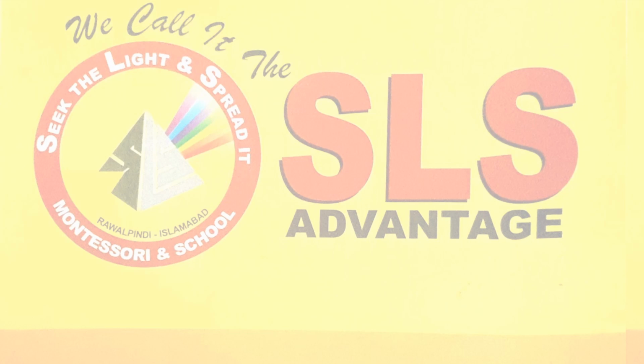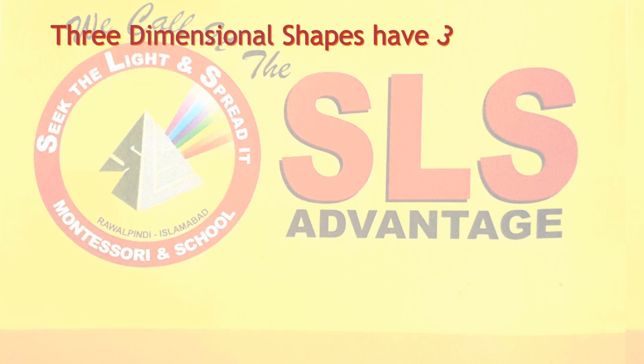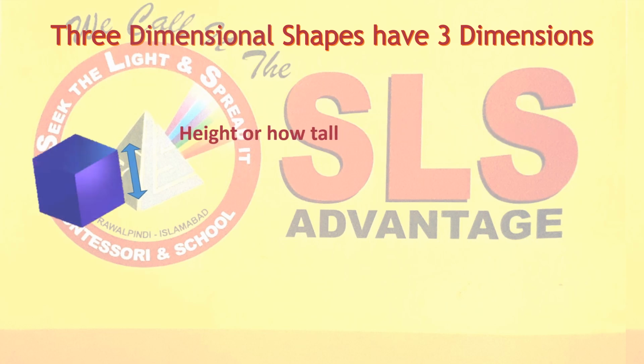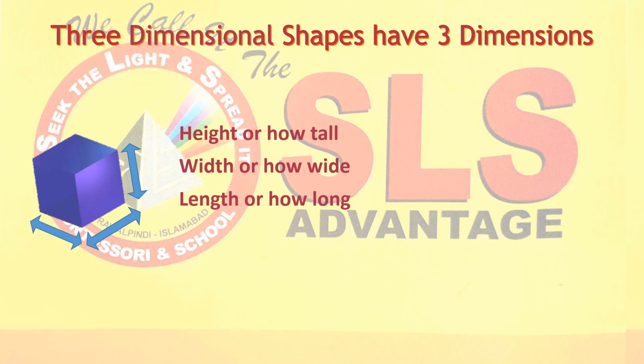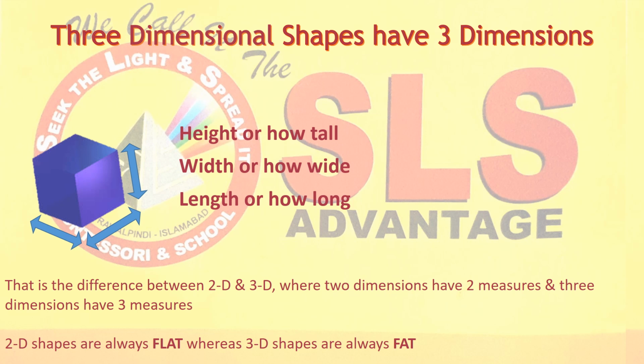Do you know why we call it three-dimensional? Because it has 3 measures. Three-dimensional shapes have 3 dimensions. Like we measure the height or how tall, or you can say what's the height of that box. The next is width or how wide, or you can say how fat is the shape. The last thing is length or how long is the shape. That's the difference between 2D and 3 dimensions, or you can say 3D, where 2 dimensions have 2 measures and 3 dimensions have 3 measures. Always remember, 2D shapes are flat, whereas 3D shapes are always fat shapes.